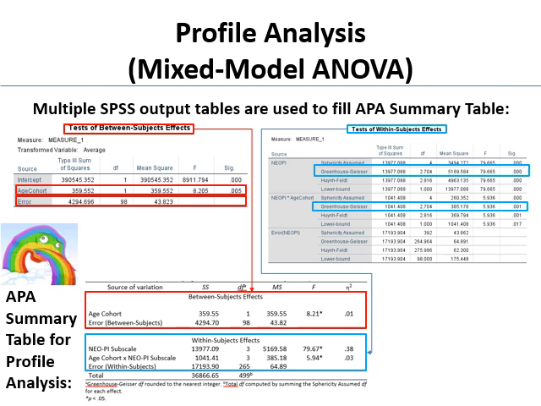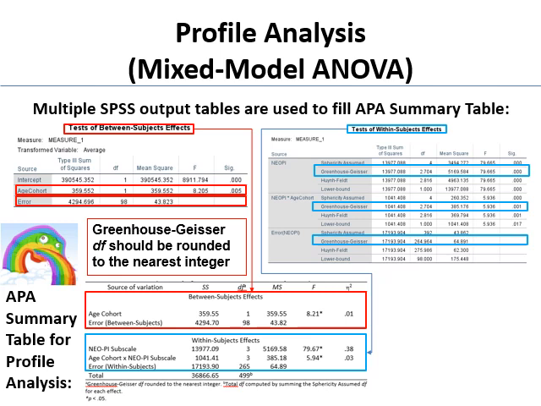Same thing here, use Greenhouse-Geisser and round the degrees of freedom. And then finally for error, same thing: 264.96, we've rounded to 265 degrees of freedom. So round those Greenhouse-Geisser degrees of freedom to the nearest integer.